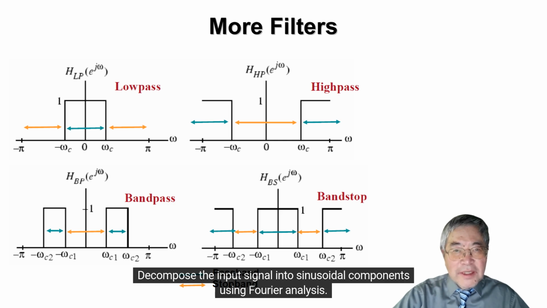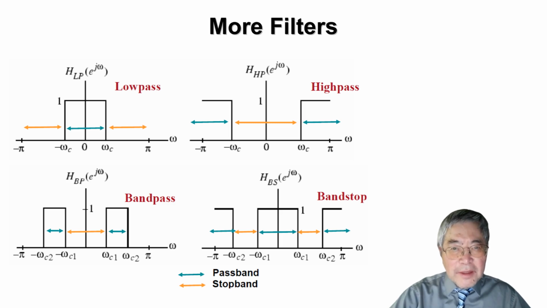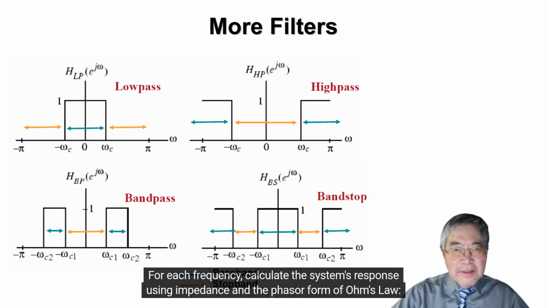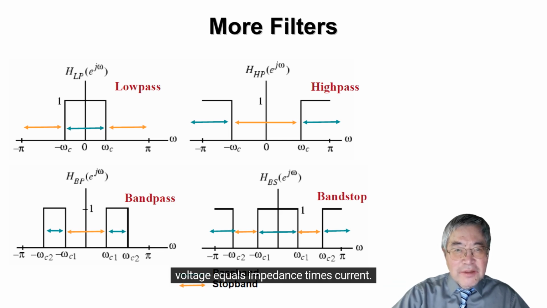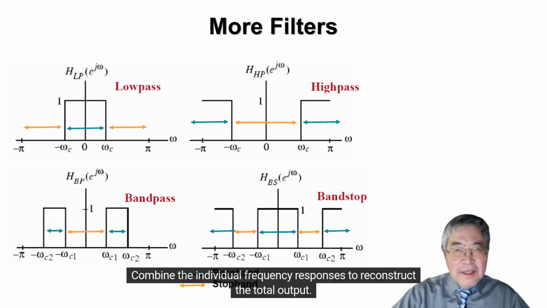Decompose the input signal into sinusoidal components using Fourier analysis. For each frequency, calculate the system's response using impedance in the phasor form of Ohm's law. Voltage equals impedance times current. Combine the individual frequency responses to reconstruct the total output.